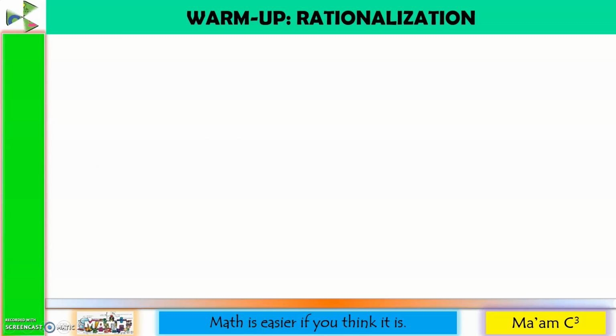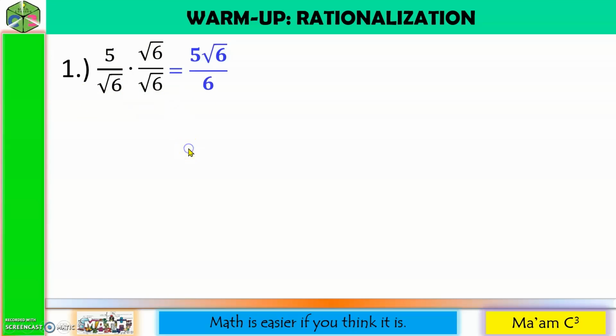Let's have a warm-up first about rationalization. Number 1, 5 over square root of 6. So to what number are we going to multiply this to rationalize our denominator? Since the index here is 2 and the exponent here is 1, we're going to need one more square root of 6. So let's multiply both numerator and denominator by square root of 6. 5 times square root of 6 is 5 times square root of 6. Square root of 6 times square root of 6 is simply 6.